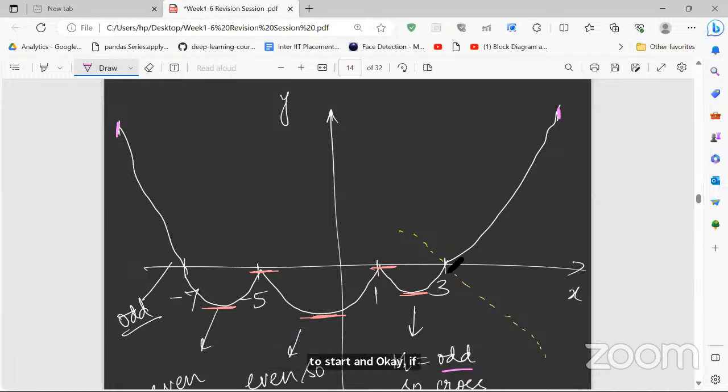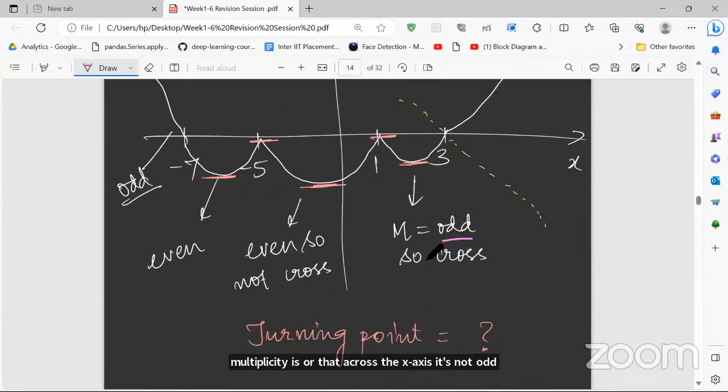If the root is there, at the root the function value will be 0, so you have to connect it. Then check the multiplicity of the root. If the multiplicity is odd, the graph will cross the x-axis. If it's not odd, like if it's even, then it will just bounce back.